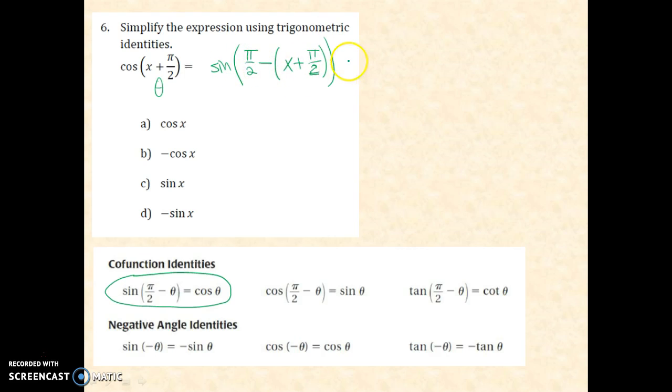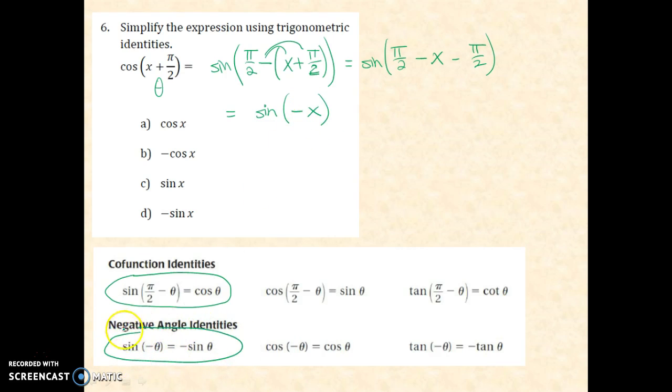Alright, so I'm going to simplify inside the sine function a little bit. Pi over 2 minus, I'm going to distribute the negative sign, so minus x minus pi over 2. And then right here we got pi over 2 minus pi over 2. Well, that's 0. So this equals sine of, see, the pi over 2 minus pi over 2 cancel out, so I just have negative x. And then, if you look at this identity, sine of negative theta is equal to negative sine theta. So this is negative sine of x.